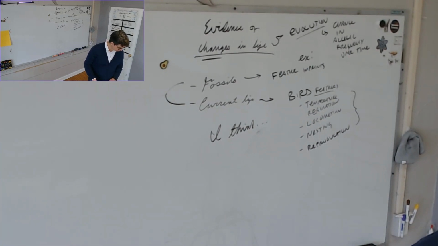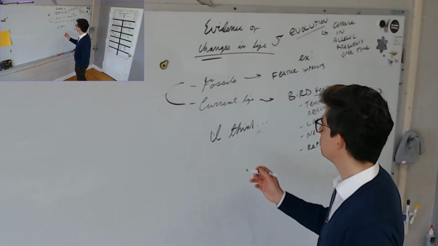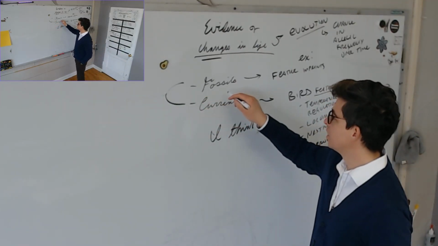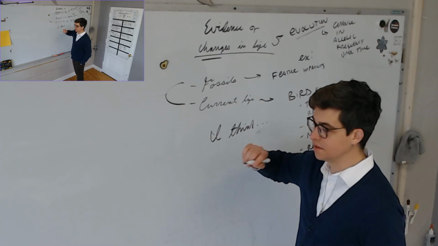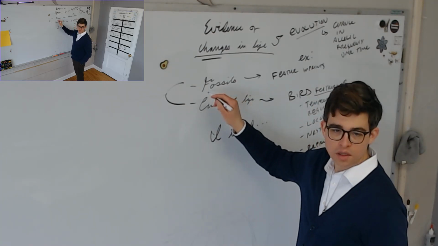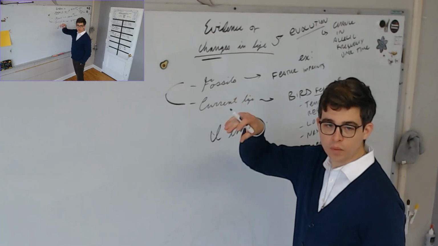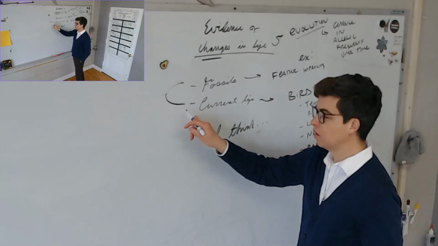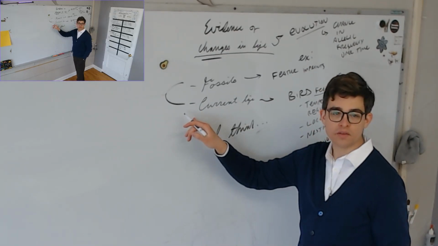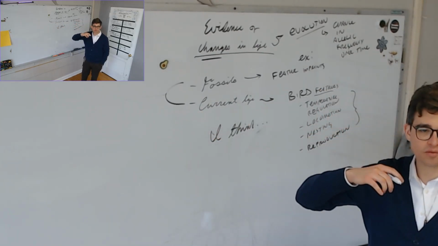Let's look at this. So we have these two pieces of evidence that can tell us about the way life was in the past: fossils that provide evidence for the way organisms were then, and organisms now that can provide evidence for the way their ancestors might have been.